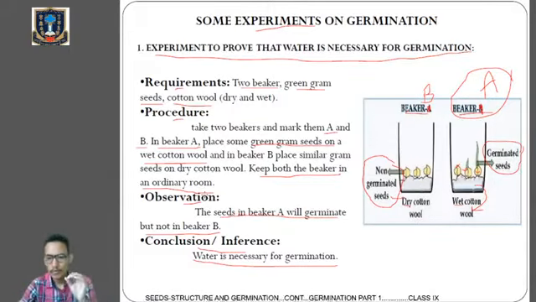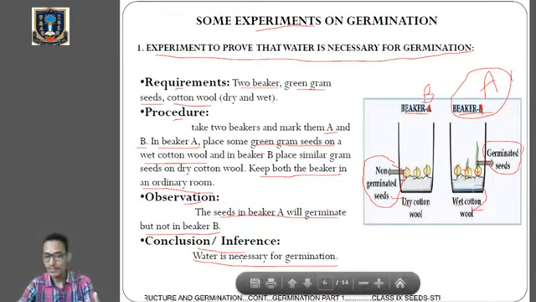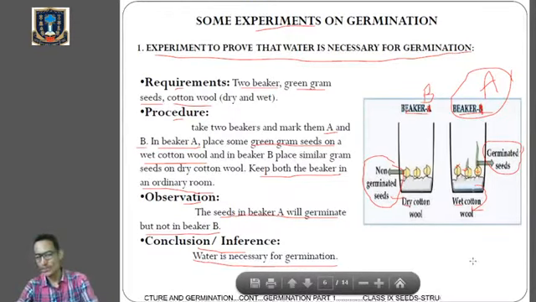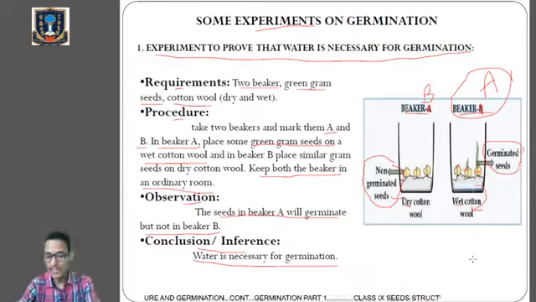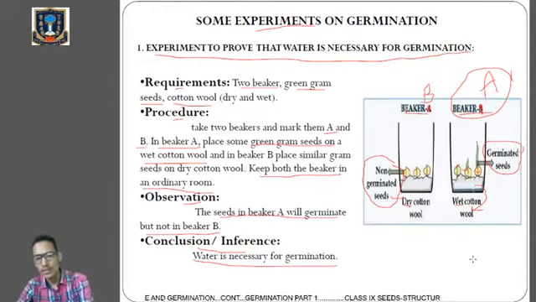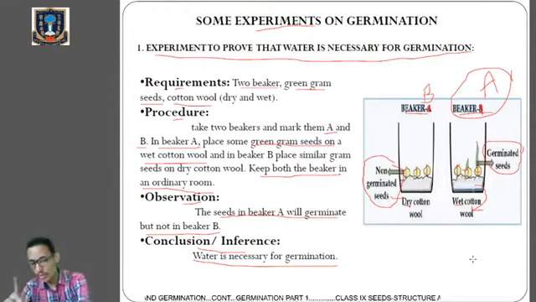After a few days we'll observe that the seeds in beaker A will germinate, but the seeds in beaker B will not germinate. What will be your conclusion or inference? That water is necessary for germination. Without water there will be no germination. Clear? So you can copy this one. It will be easier for you.